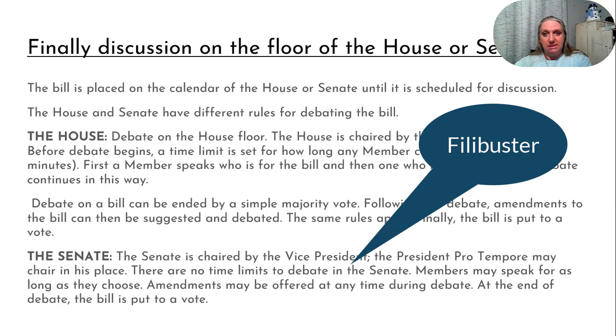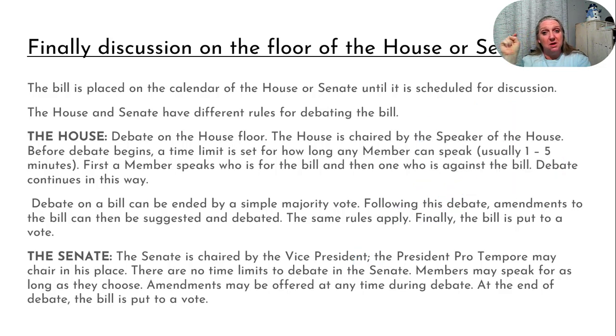This allows the Senate to have a filibuster, which means there is no limit on the debate. The debate can go on for days. It also means that members are not limited to how long they talk about the bill. Remember, in the House, it said usually 1 to 5 minutes. In the Senate, if I get recognized by the chair, I can start talking and I can just keep talking. That's what a filibuster is.